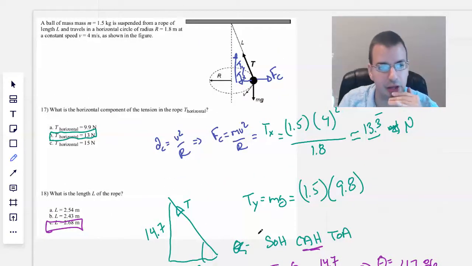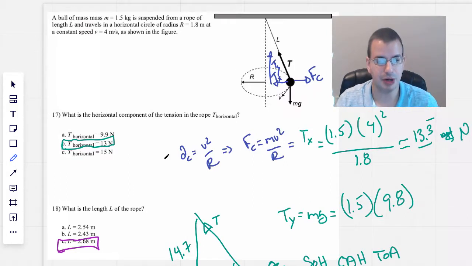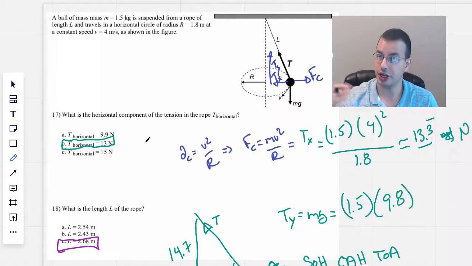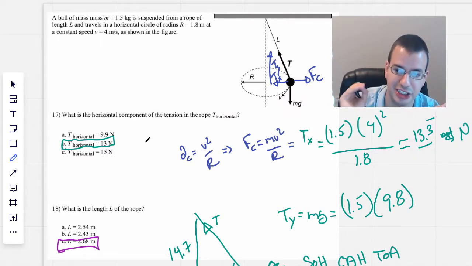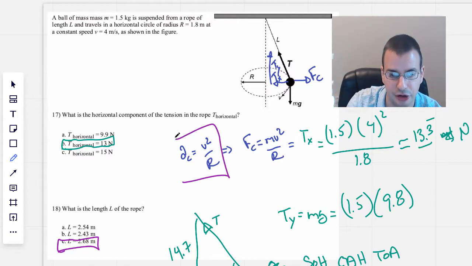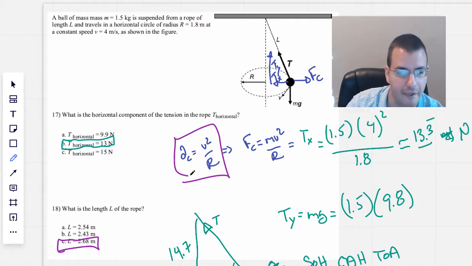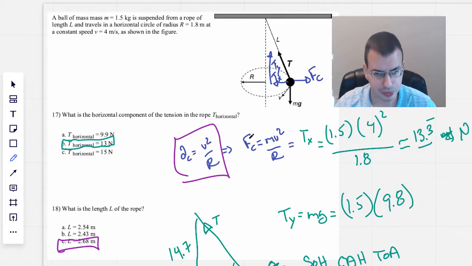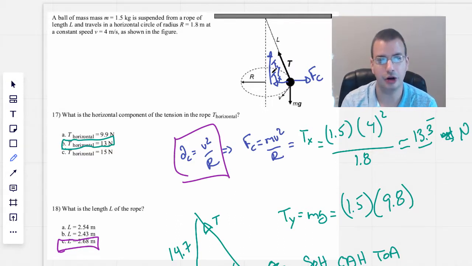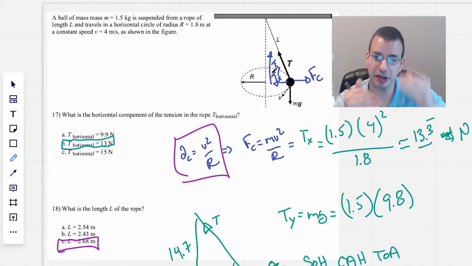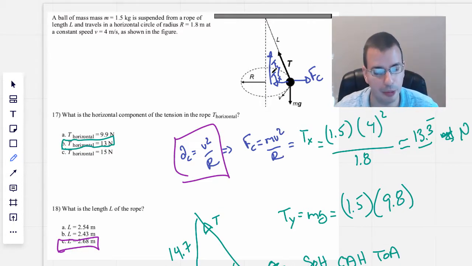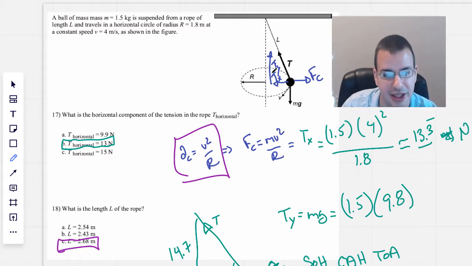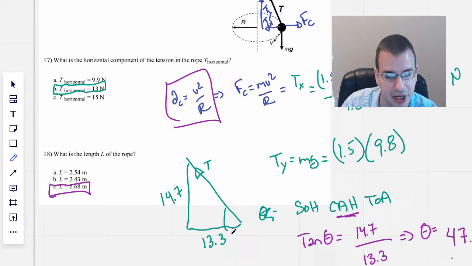To backtrack a little bit, how we did this problem was we were first asked to find the horizontal component of the tension. We know that the horizontal component of the tension is just offsetting centripetal acceleration, which we know by the formula acceleration equals v squared over r. So we then were able to find the horizontal component of this tension. We then found the length of the rope. And we did that by making a triangle of the tensions.